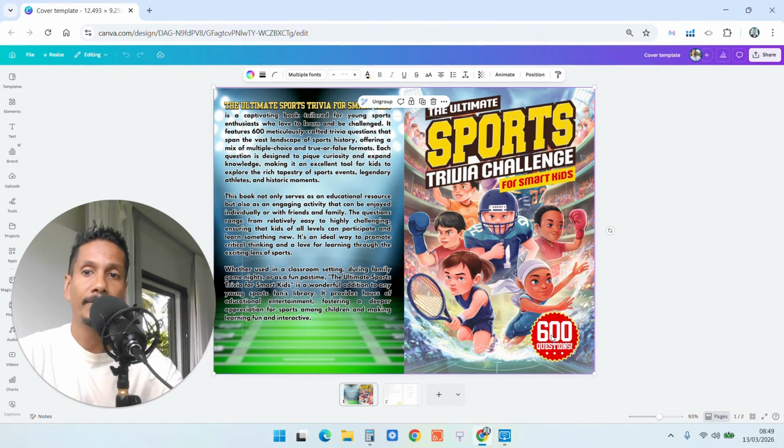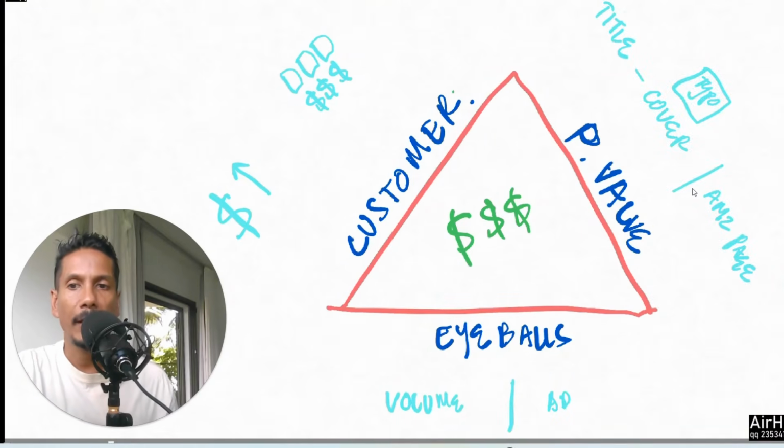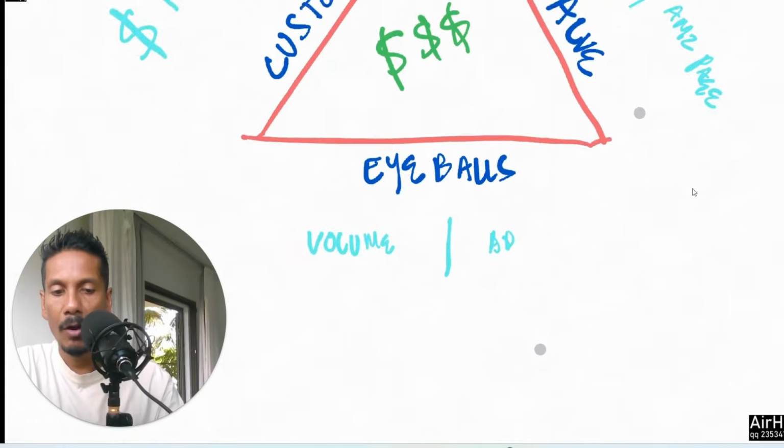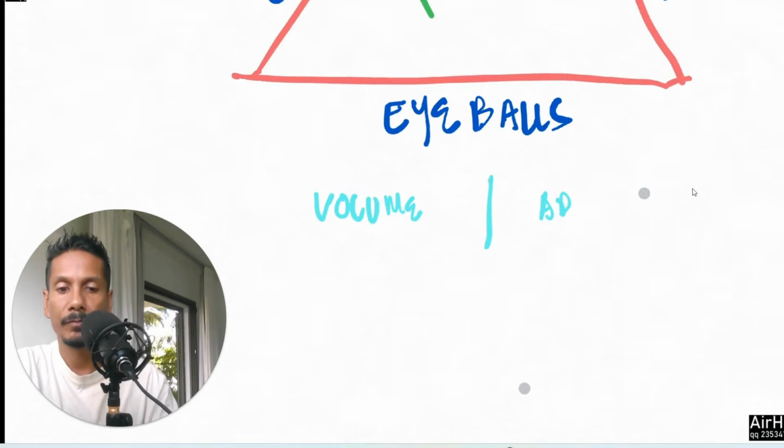They just want to buy it there and then. Okay, let's talk about the last part of the triangle, volume and ads.